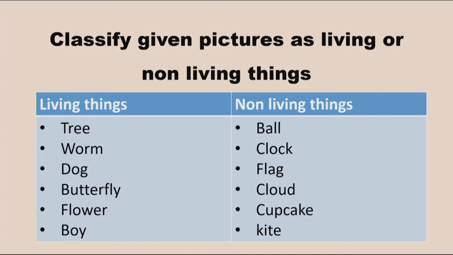For lesson 1, the first task you had to do was to classify the given pictures as living or non-living things. You had to draw a table with 2 columns, 1 column for living things and 1 column for non-living things. Living things, we have the tree, worm, dog, butterfly, flower, boy. These are examples of living things.